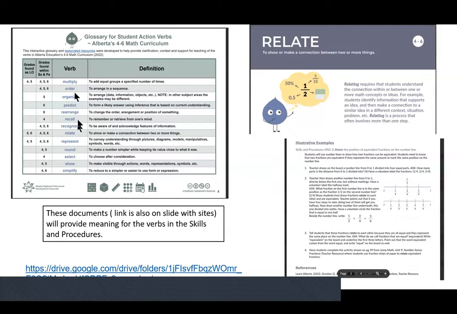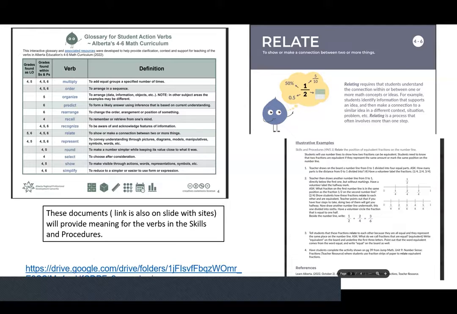And most of you know that. So it says what skills and procedures, what grade they're found in, and then there's a definition. For all of them, there is a definition card, which you can print off. It's more related to math. The ones in the glossary are more general. So order means to arrange in a sequence, predict to form a likely answer, where these cards now will relate it to math specifically, not quite the specific concept or the skill and procedure, but to math.